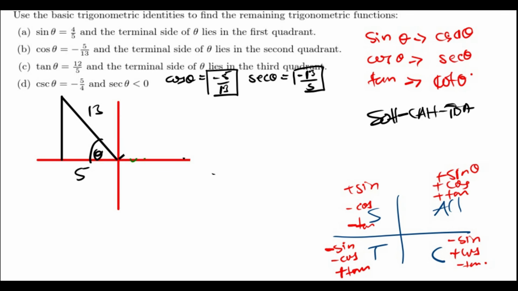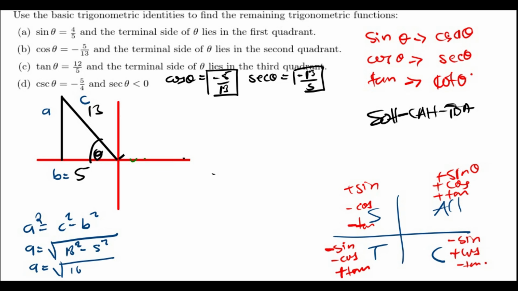So now let us go ahead and find the remaining side. Let's say that this is C, this is A, and this is B. Using the same method that I used for question A, A squared is equal to C squared minus B squared. So A will be equal to the square root of 13 squared minus 5 squared. 13 squared is 169, and 169 minus 25 should be 144.